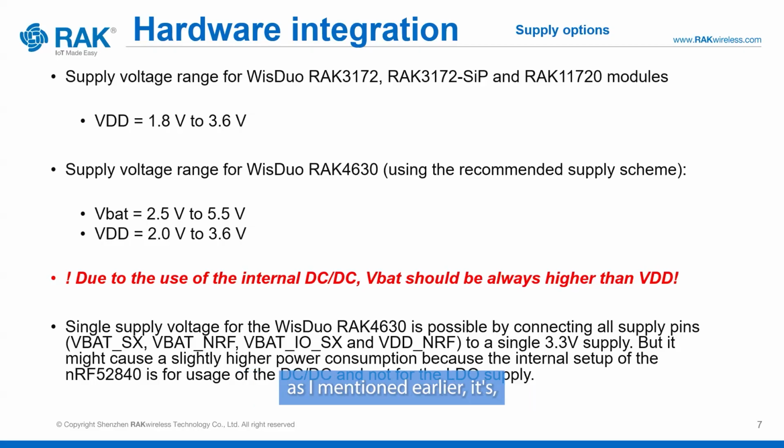For the 4630, as I mentioned earlier, it's a little bit more complicated, as we need two supply voltages, VBAT from battery or USB in the range of 2.5 to 5.5 volt, and a second voltage between 2.0 and 3.6 volt. The first voltage is mainly used on the microcontroller in the 4630, the NRF52840, and is required for its internal DC-DC voltage regulator. The second voltage VDD is used on the Semtech LoRa transceiver inside this module.